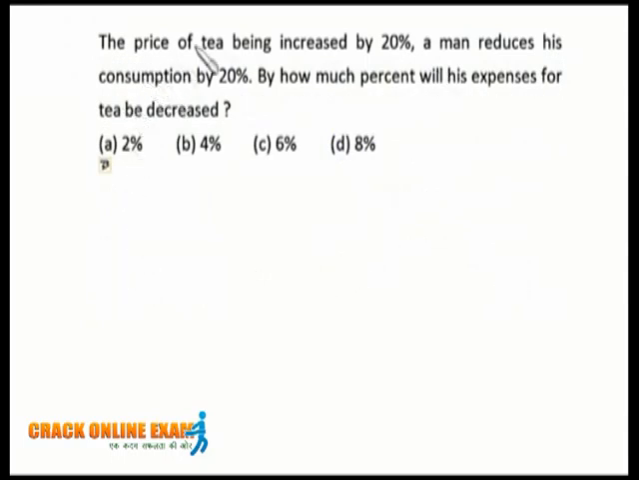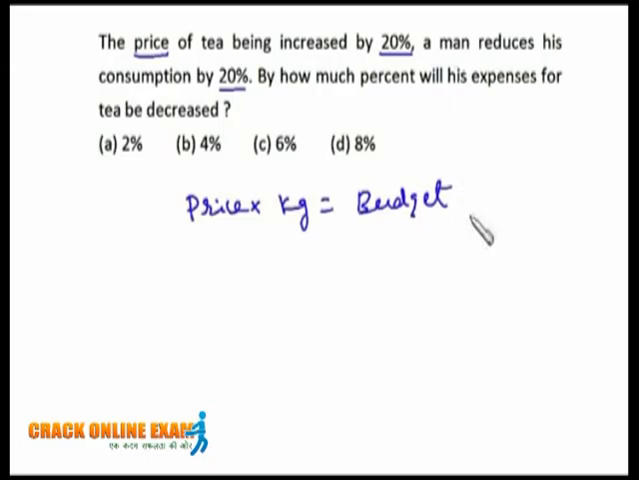Now the price of tea being increased by 20%, a man reduces his consumption by 20%. So further there are two variables, the price and the consumption. Let's take the consumption in kilograms. So price per kilogram into its consumption in kilograms is equal to the total budget of the month, or we can say total expenses on that particular commodity.